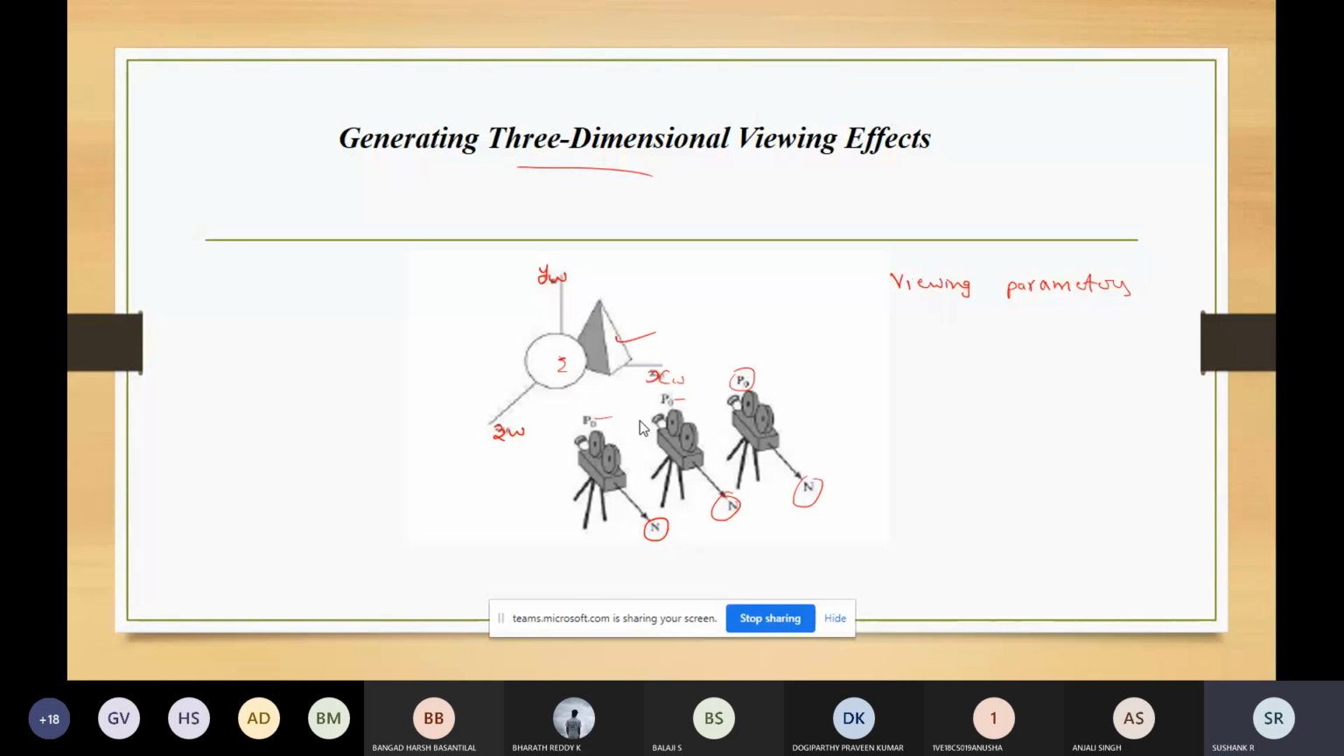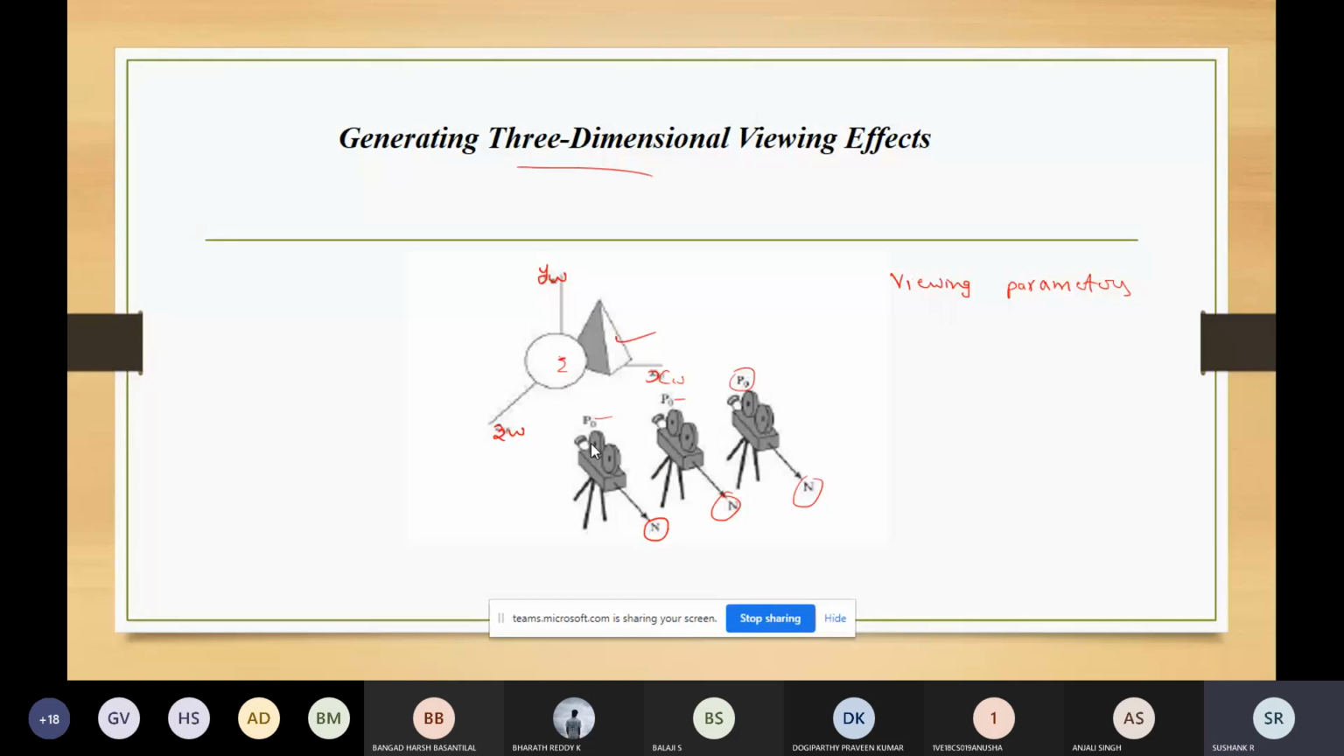So this is one way. And also you can generate stereoscopic views by shifting the direction as well as the position point. So you can obtain that both by changing the direction as well as the point. So that is one more thing you can do.